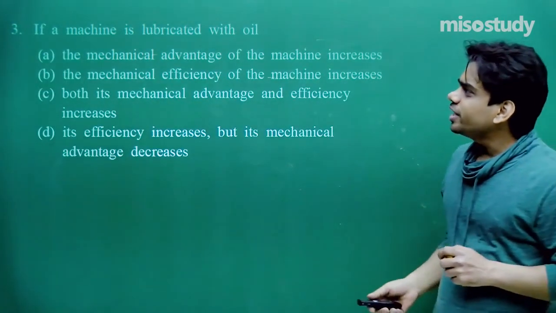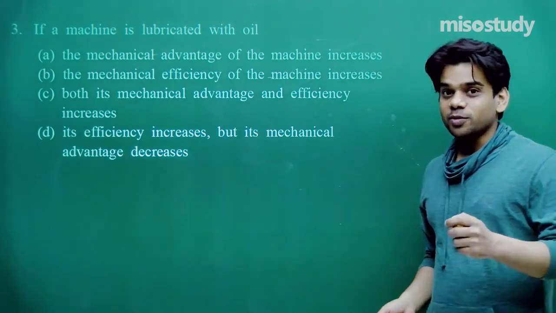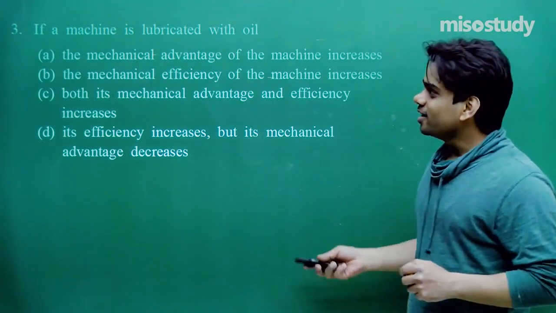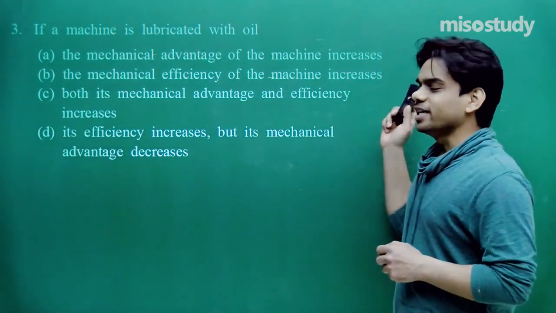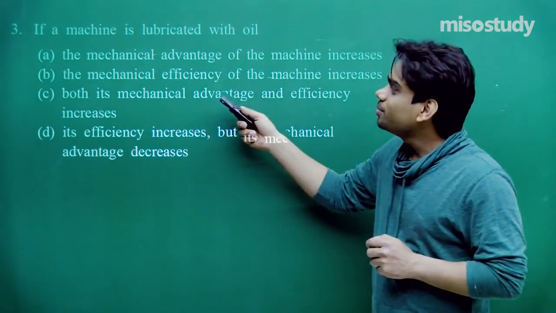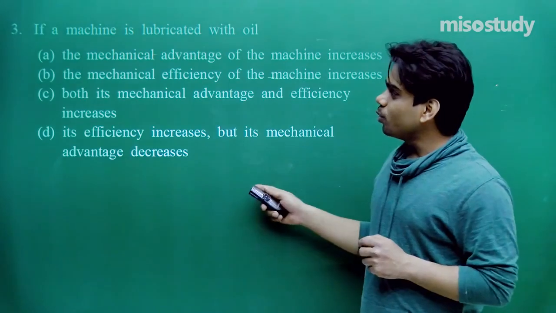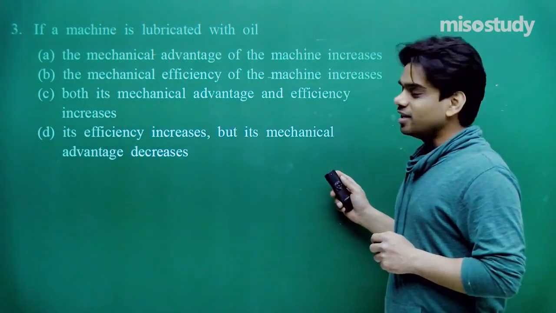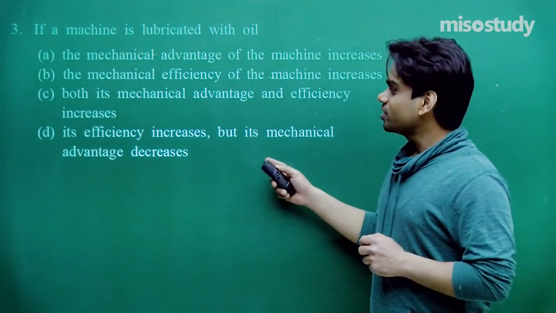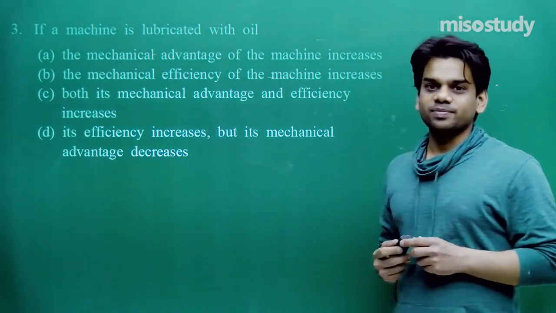Third question: if a machine is lubricated with oil. Again, this is a previous year question. We need to see that: A, the mechanical advantage of the machine increases. B, the mechanical efficiency of the machine increases. C, we have both its mechanical advantage and efficiency increases. D, its efficiency increases but its mechanical advantage decreases.